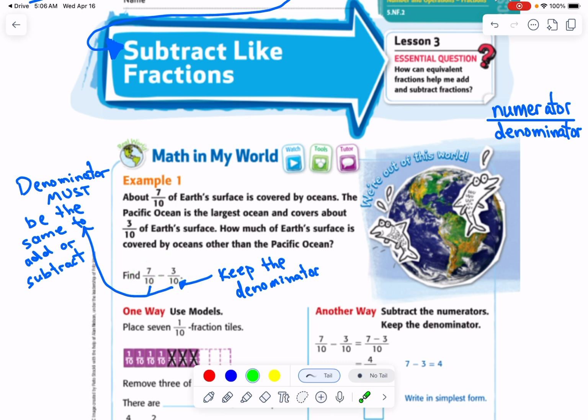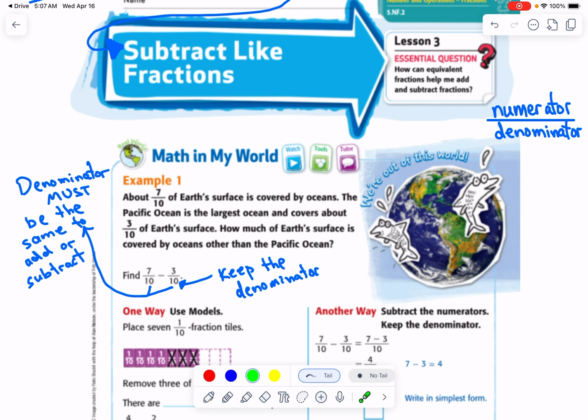All right, so it is possible to subtract fractions that do not have like denominators, but we need to do a step first to make the denominators the same before we get started on the subtraction or addition, okay? So as a reminder, the denominator must be the same to add or subtract. It's different for multiplication and division, which we'll get to soon, okay?